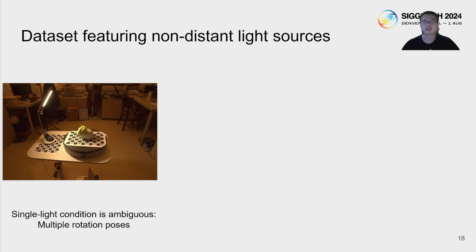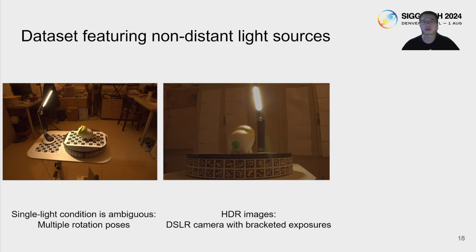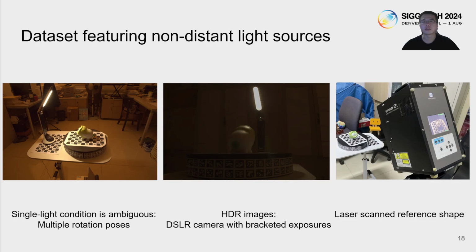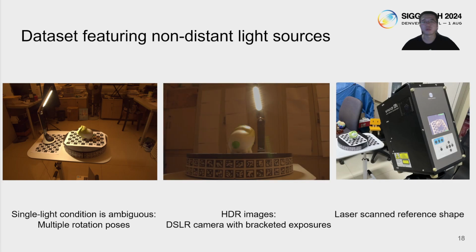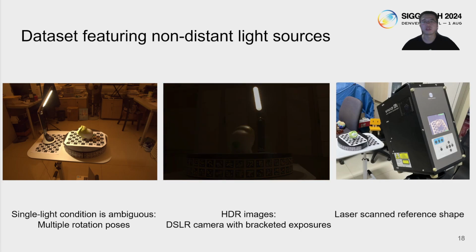To thoroughly test inverse rendering on scenes where the light is not infinitely distant, we capture a dataset featuring non-distant light sources. Because a single light condition is ambiguous, we put the object on a turntable, rotate the object, and obtain multiple lighting conditions. We utilize a DSLR camera with bracketed exposure to capture HDR images. We employ a laser scan to obtain the reference shape used for quantitative evaluation.